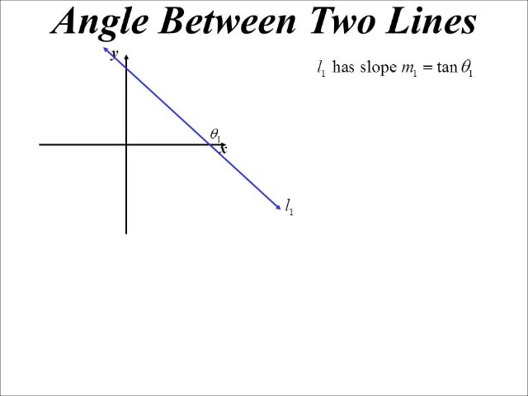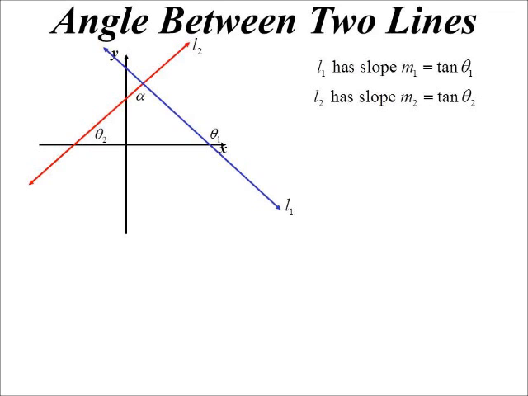So the slope of line L1 would be the tan of theta 1. And our second line, it also makes an angle, we'll call it theta 2. It'll have a slope tan of theta 2. And we want to find the angle between these two. So I can do a little bit of coordinate geometry. There's alpha, that's the angle I'm trying to find.